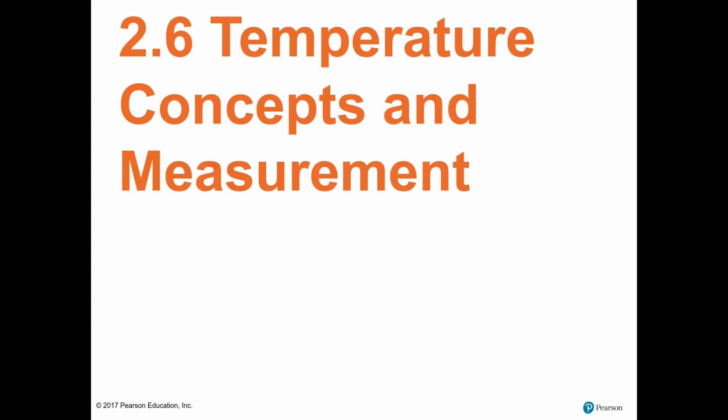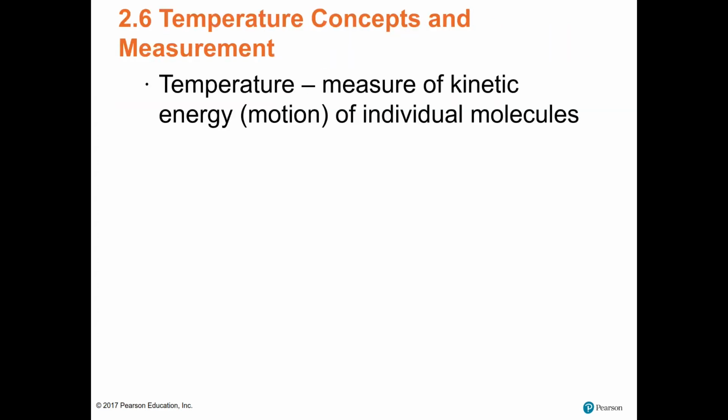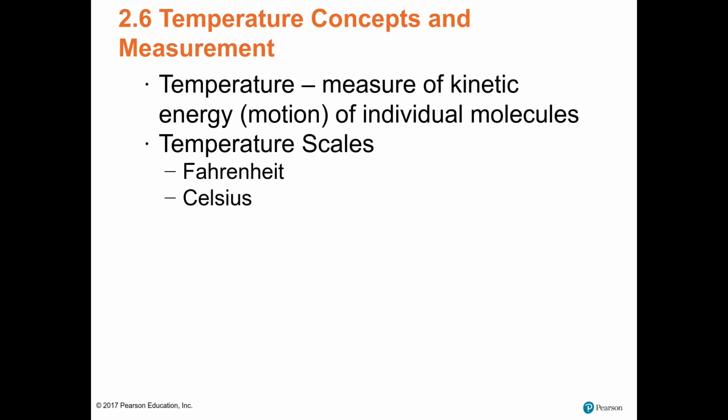So let's talk about temperature concepts and measurements. Temperature is the measurement of kinetic energy. There's 3 temperature scales. There's Fahrenheit, there's Celsius, and there's Kelvin. That's interesting because 2 of the 3 are names. Fahrenheit was Daniel Gabriel Fahrenheit, a German scientist who was studying temperature. Anders Celsius was a Swedish scientist, and Lord Kelvin was a British scientist who was also studying temperature, although Kelvin wasn't his name.